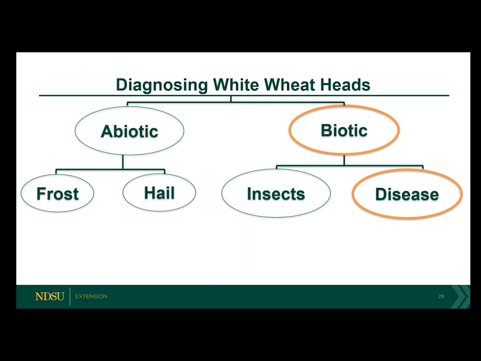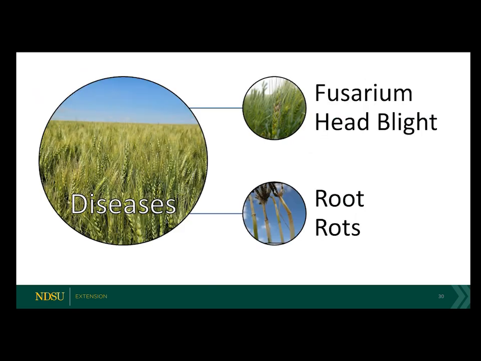So we got our insects out of the way. So we're going to move on to our diseases, which usually we can think that diseases. We have our primary, everyone hates Fusarium head blight. And we also have root rots that can be different causes.